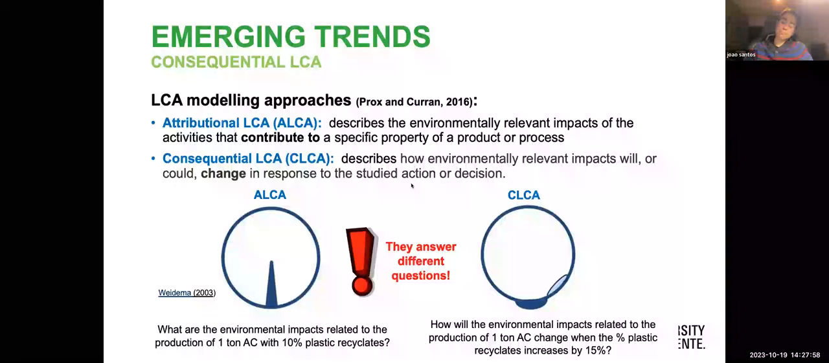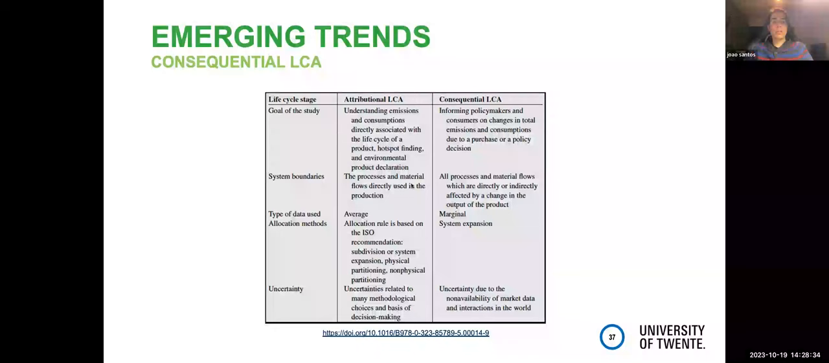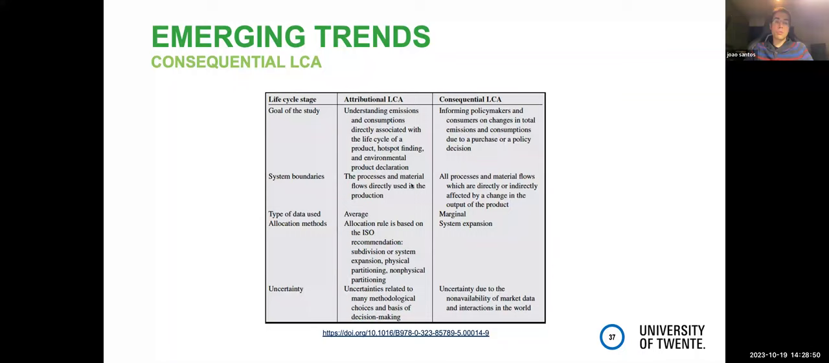There are quite some differences between the two. I would highlight the difference in the system boundaries, because in the consequential LCA, in the limit, there might be no system boundaries, because we have to track all the flows that will react to the change in the demand. Maybe another point to mention: one uses average data, attributional LCA, while the other uses marginal data. And the allocation or the multifunctionality is usually dealt with by partitioning in attributional LCA, while in consequential LCA, this is solved with system expansion.